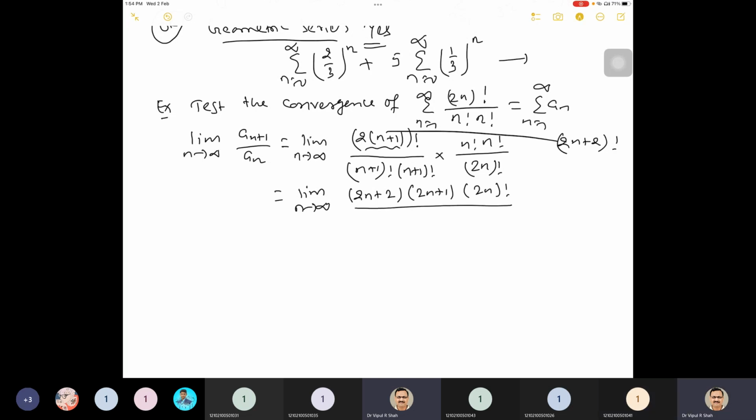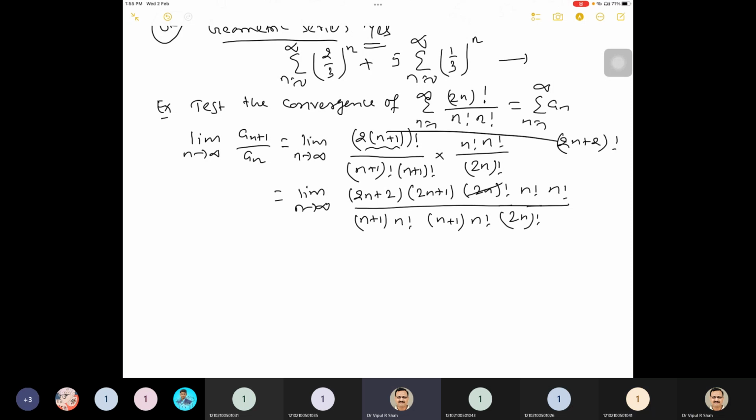Okay, this (n+1) factorial, can we say (n+1) into n factorial? This is (n+1) n factorial. This is (2n) factorial over n factorial, n factorial. Understood? Yes, sir.